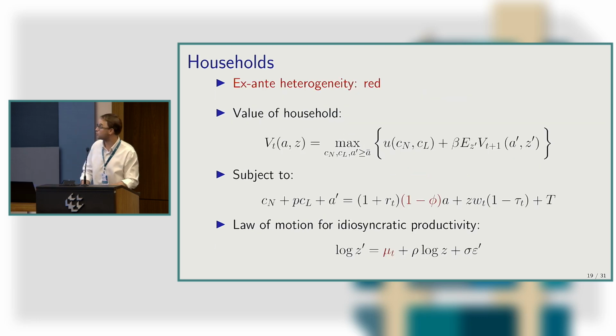So here's the problem of the households. All the ex-ante heterogeneity is represented in red for these two types. Agents choose the consumption of necessities and luxuries to maximize their utility. They're subject to the standard budget constraint, and the parameter phi captures this differential rate of return that I mentioned in the previous slide. The law of motion for their idiosyncratic productivity is also standard. It's AR1, and they're going to differ in the mean of the process.